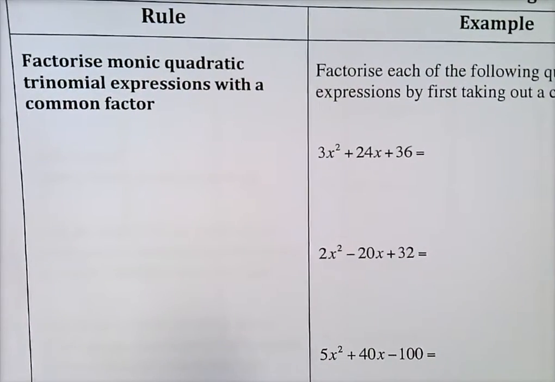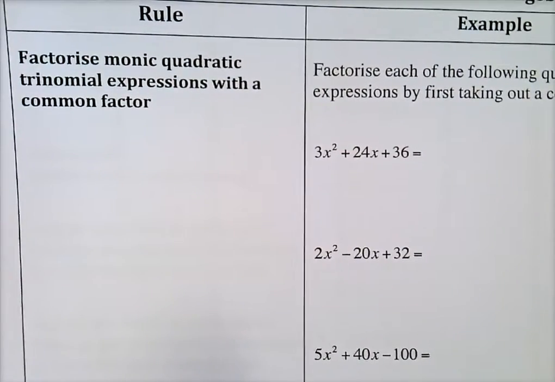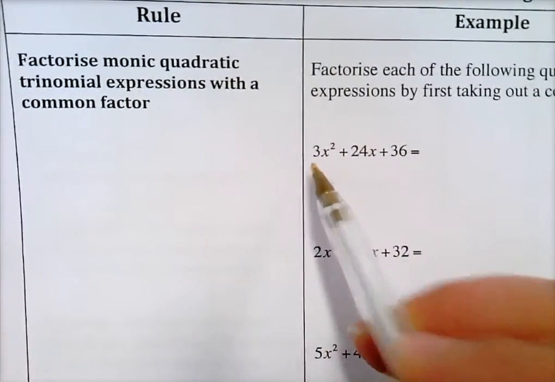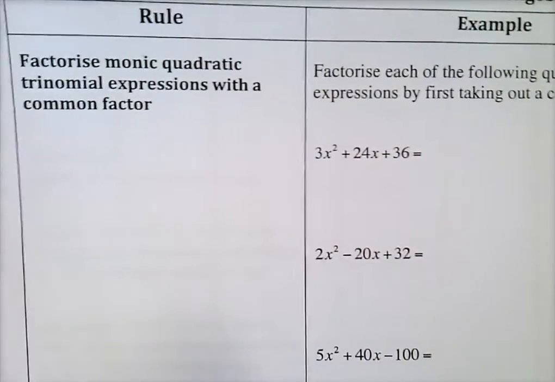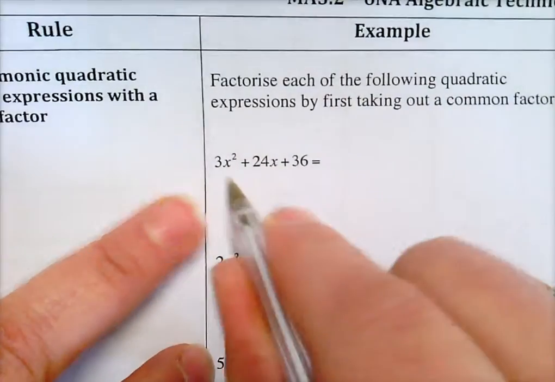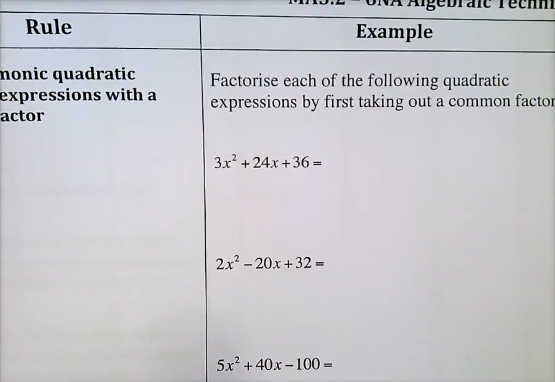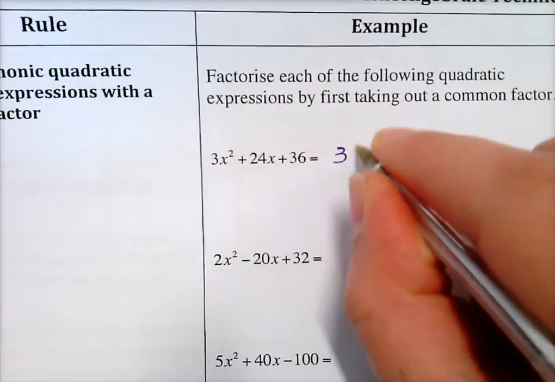Okay, the next thing that we're going to be doing is factorising monic quadratic expressions with a common factor. They're still monic, even though you can see a 3 out the front here. I'll show you why it's going to be monic. 3, 24 and 36, they're all divisible by 3. So we take out 3 as a common factor.